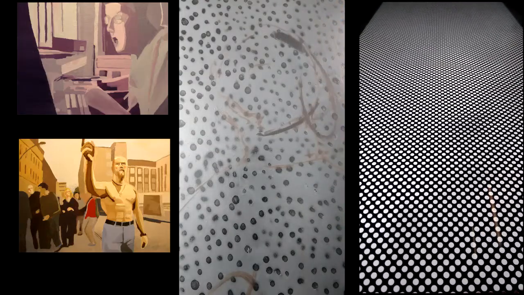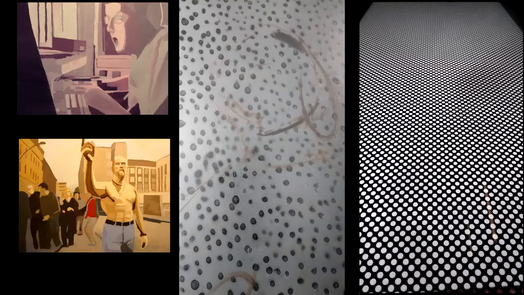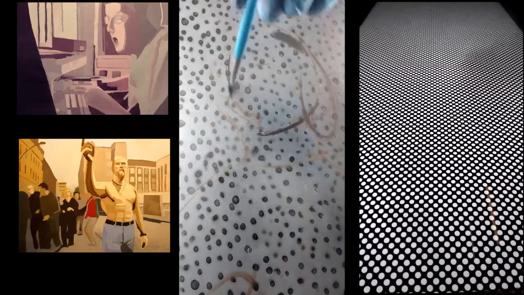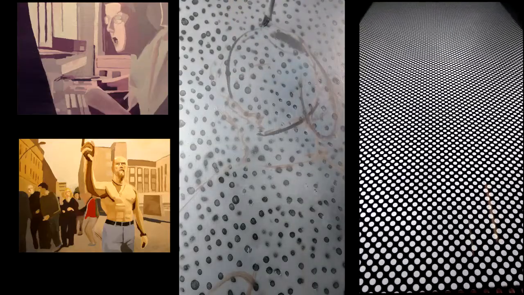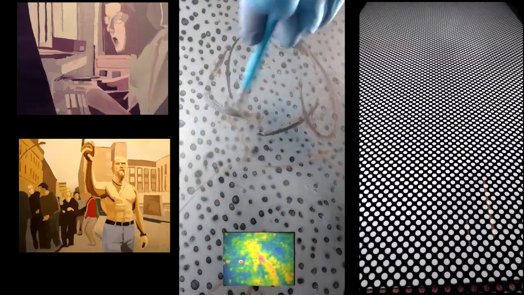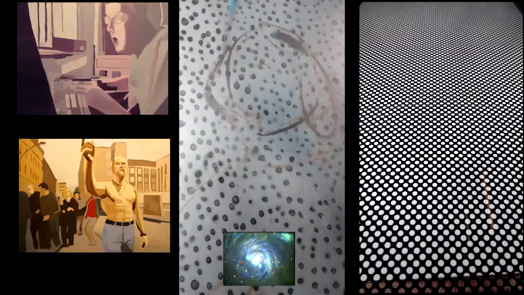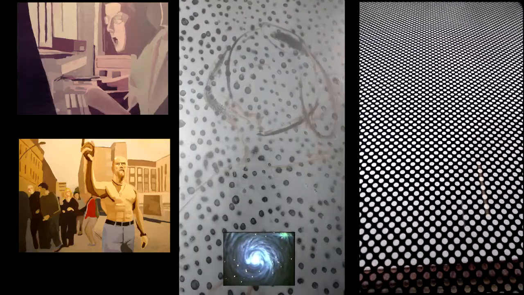In these paintings, the top left is a German kid screaming at his computer. And this was a video of a kid who couldn't load his video game. And then he smashed his computer. And a lot of people watched it and laughed at it.